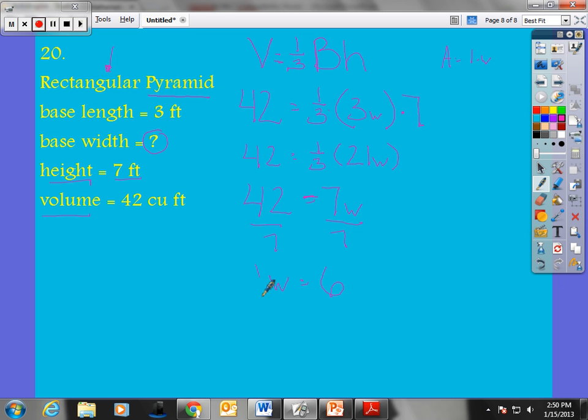Now, I'm happy I got an answer, but I always need to double check it. Let's substitute it back in. If this is 6, so now it's not 36, it's 3 times 6 is 18. 1/3 of 18 is 6. 6 times 7 is 42. Both sides check out to be 42. We are good to go.